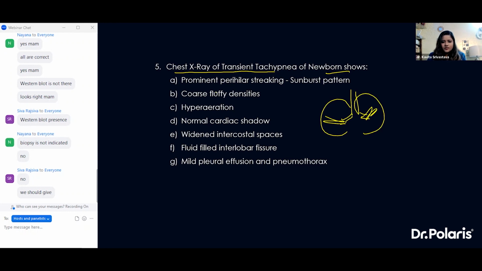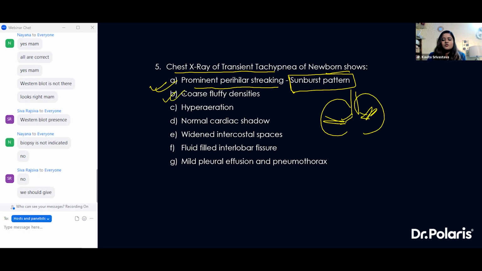Okay, let us see one by one. There is prominent perihilar streaking known as a sunburst pattern. This is the classical feature that is seen inside the X-ray of a TTNB. Perihilar streaking is again because of fluid accumulation. So sunburst pattern is seen in TTNB.